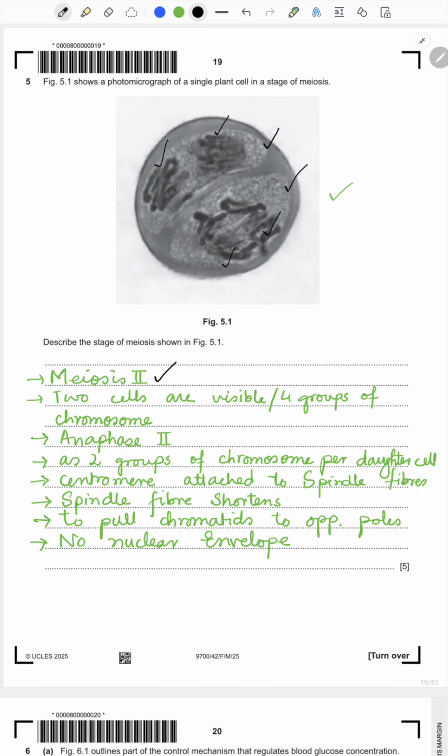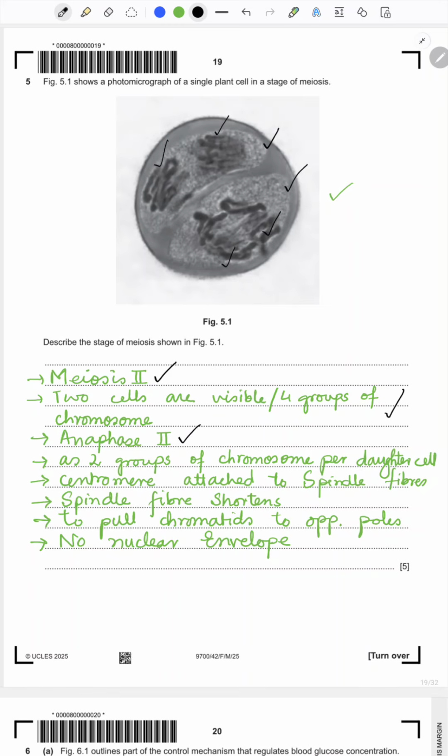Secondly, why are we calling it meiosis 2? Because the two cells are visible, or four groups of chromosomes are visible. Then, if it is meiosis 2, which particular subphase of meiosis 2 are we referring to? As you can see, the chromatids are moving away from each other. This must be anaphase 2, right?